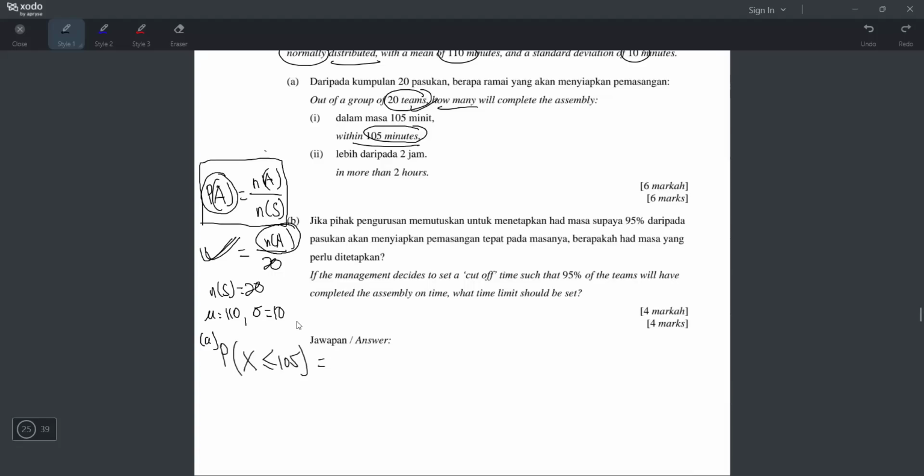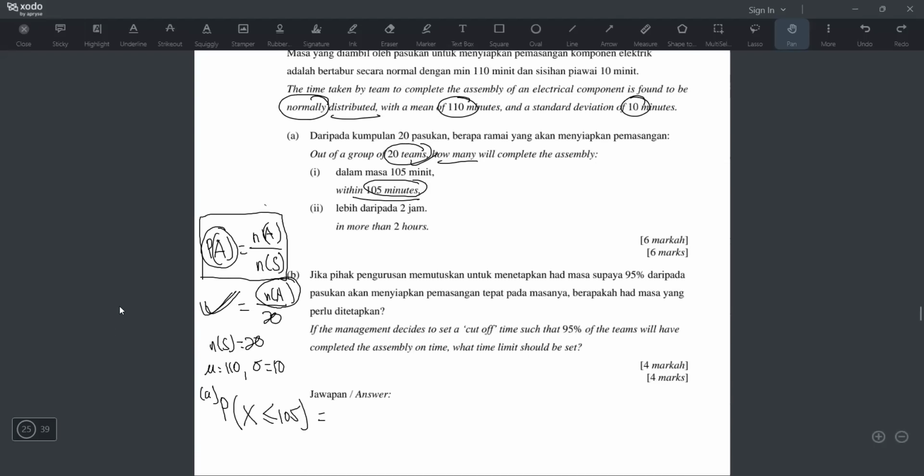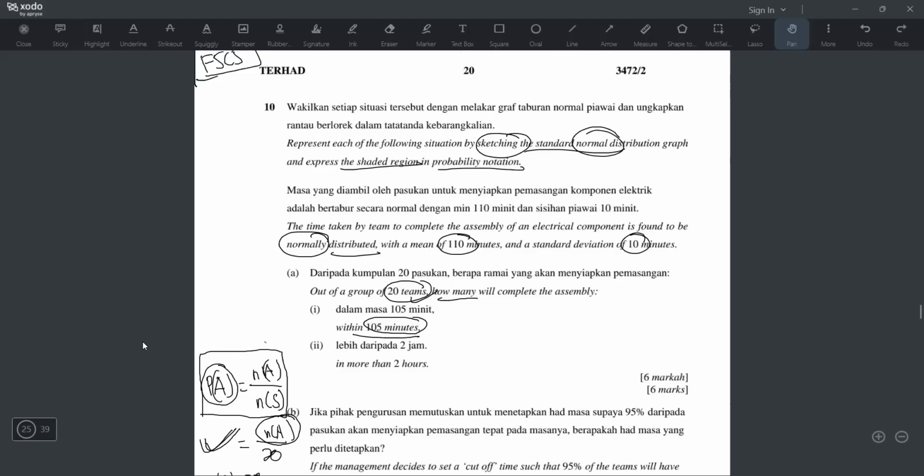Oh, and one more thing, if you don't write the line, it's okay. Yeah, the line is not important. You can write smaller, or smaller or equals, also can. Because in normal distribution, the line won't make any difference. It will not affect your working. You will still get the same answer whether you put the line or you don't. So don't worry about the line. That's for normal distribution. But for binomial distribution, the line is important. For normal, the line is not important.